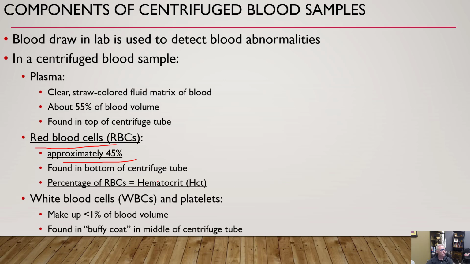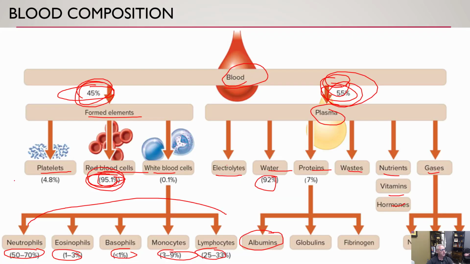And then we have this thing called hematocrit. Basically, our hematocrit is the percentage of red blood cells. Typically the hematocrit, red blood cell count, and hemoglobin concentrations are going to be higher in males when compared to females. And then we also have white blood cells and platelets, and they're going to make up less than 1% of your blood volume, and we can see that represented here in those numbers.